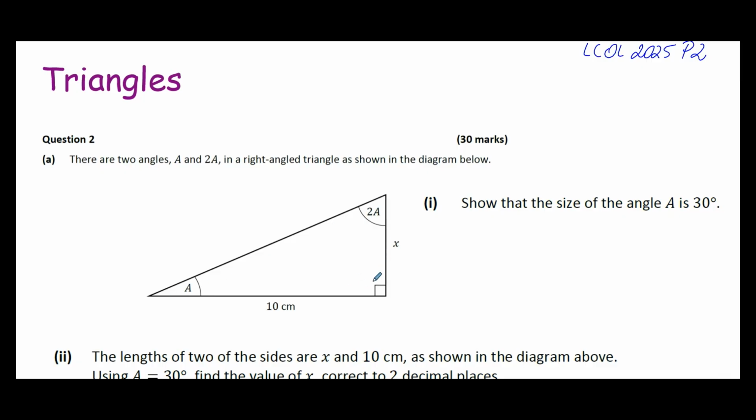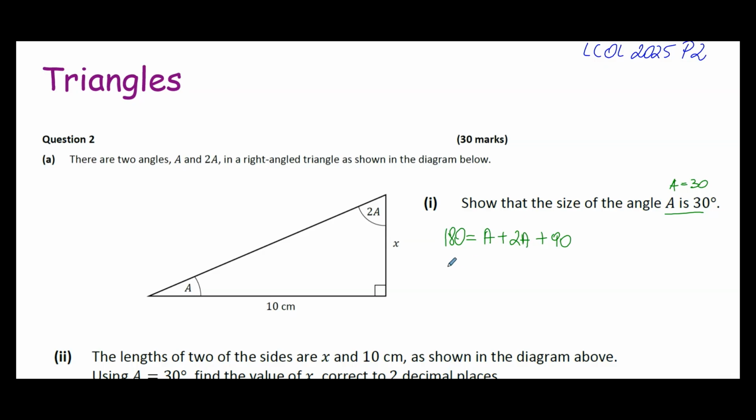What do all the angles in a triangle add up to? 180. So that means this angle A and this angle 2A and this right angle, 90 degrees, together add to 180. So that's how we can find the size of angle A. Always remember, if you have to find the value of a letter, like saying A is 30, what you need is an equation that has two sides, an equal sign and that letter included.